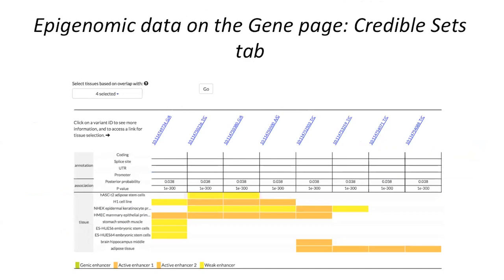Okay, another place on the gene page where you can see epigenomic data is on the credible sets tab. I've gone over this before, so I'm not going to do it in too much detail, but on this tab, there is a table showing all of the variants in the credible set and a color display at the bottom.